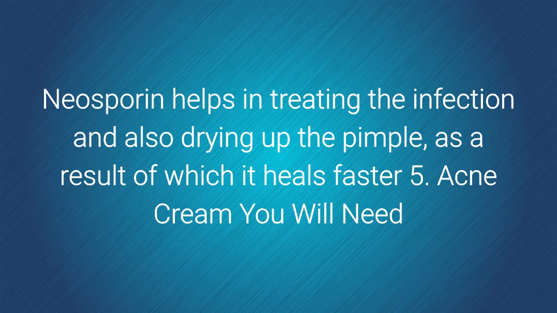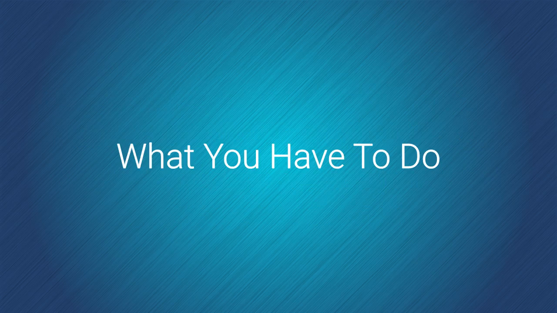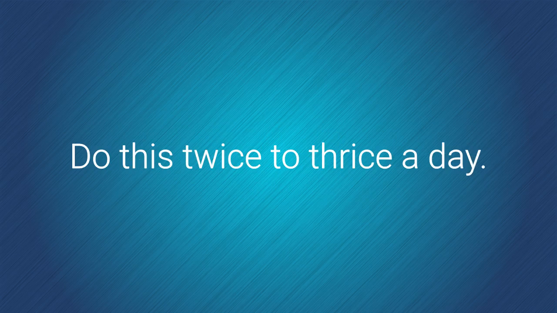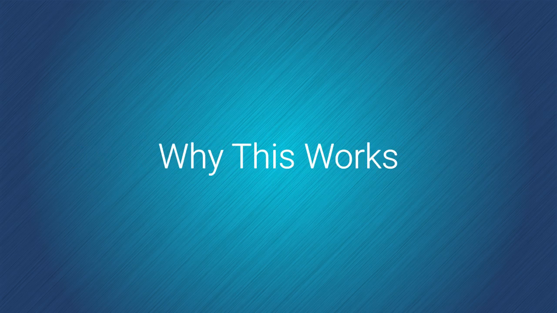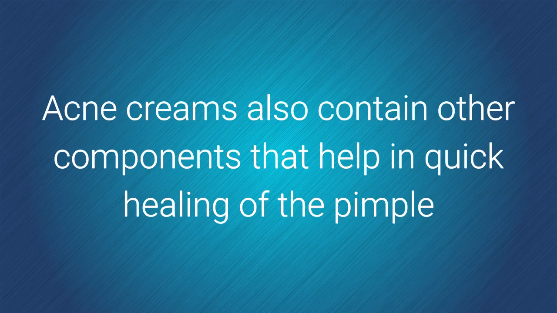it heals faster. 5. Acne cream. You will need acne cream containing 2 to 10% benzoyl peroxide. What you have to do: apply the cream on the affected area and let it be. When you need to do this: 2 to 3 times a day. Why this works: the benzoyl peroxide present in the acne cream is an antiseptic agent and kills the bacteria causing the infection. Acne creams also contain other components that help in quick healing of the pimple.